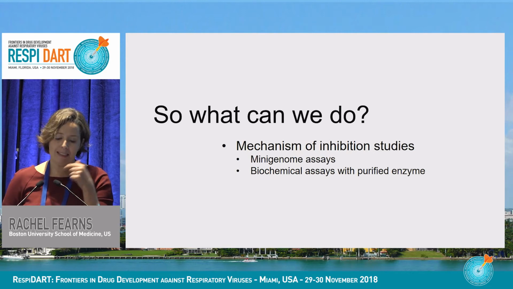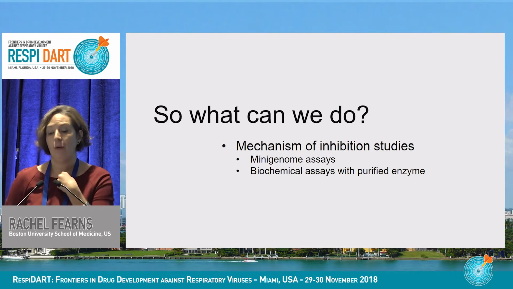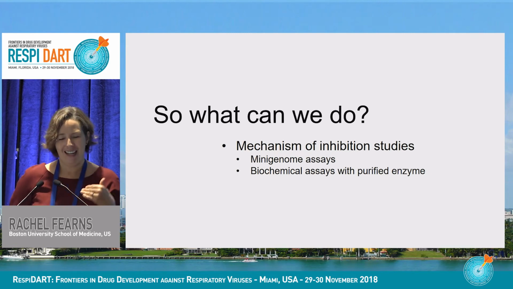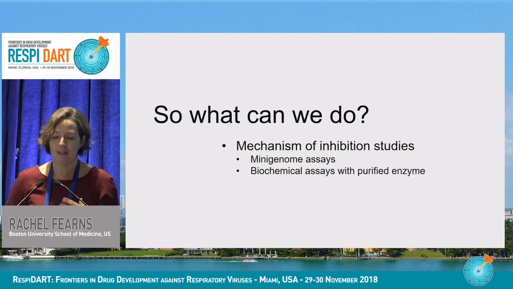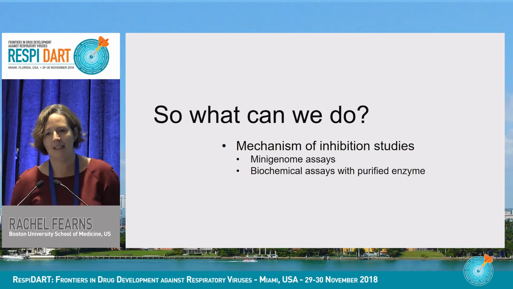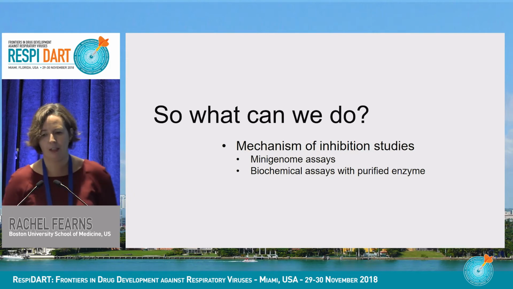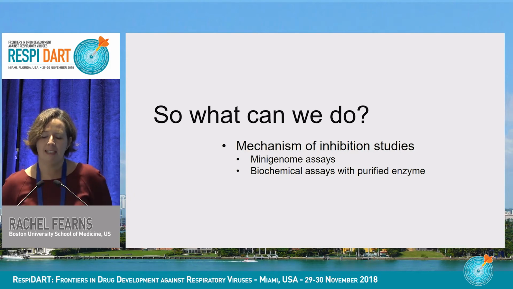And basically, what we can do is, if people come to us with an inhibitor that they think is a polymerase inhibitor, we do have a number of assays that we can implement to determine the mechanism of action of those inhibitors. And I'm going to go through briefly some of those assays now.